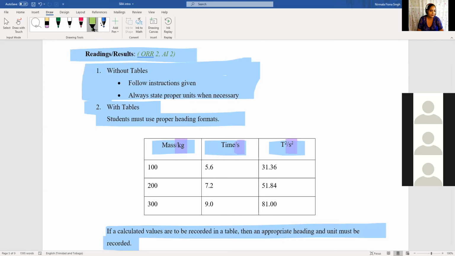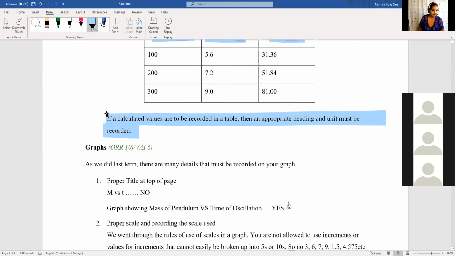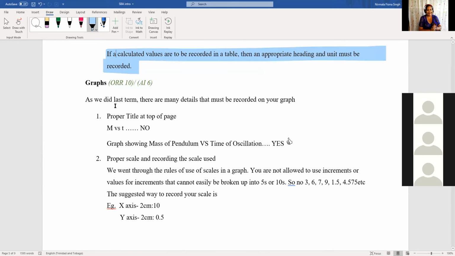Tables and readings. Readings usually account for 2 marks OR, 2 marks AI. Graphs. Let's look at this, where the bulk of our marks lie. Not all labs, we check for everything.